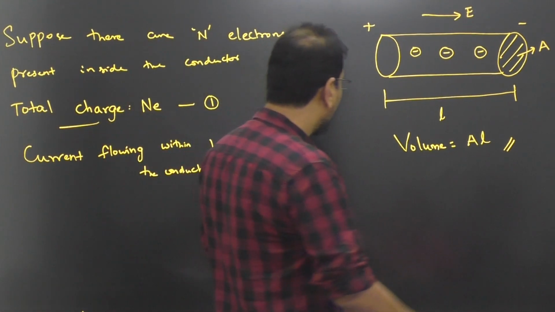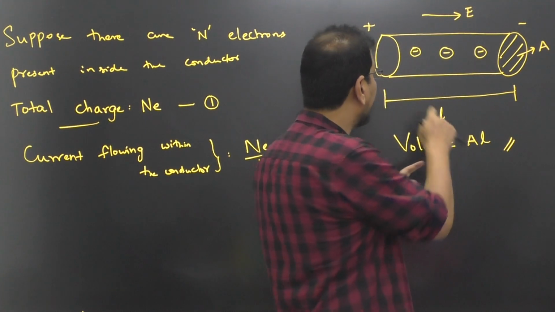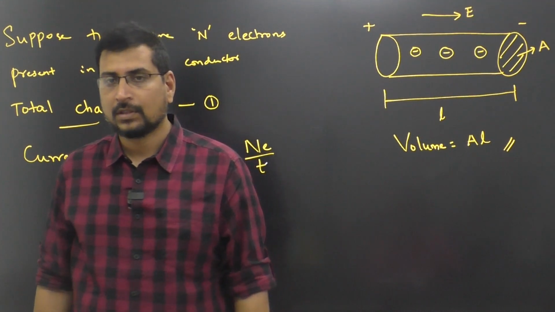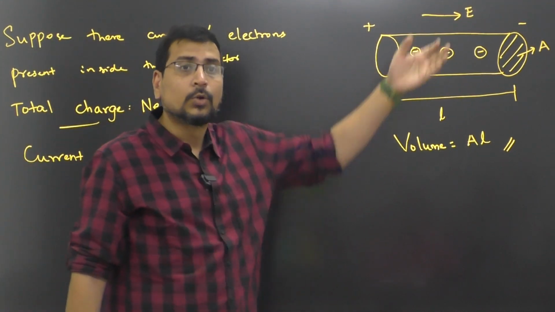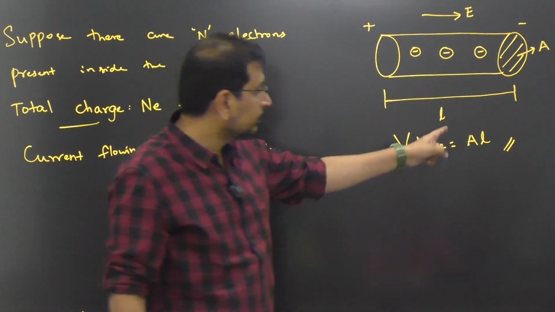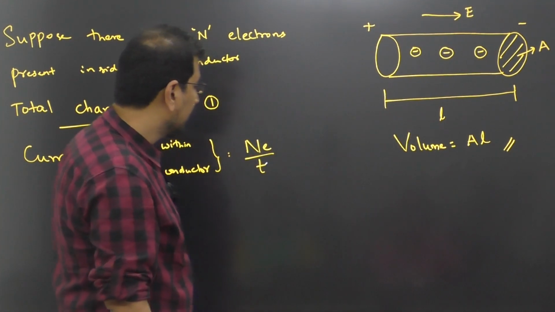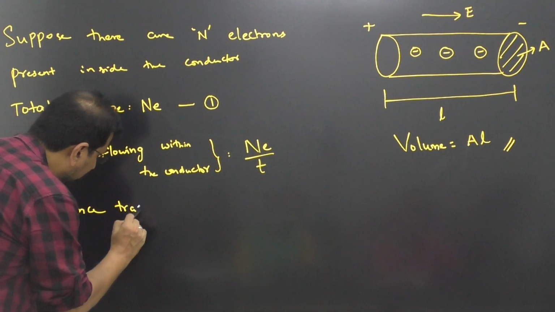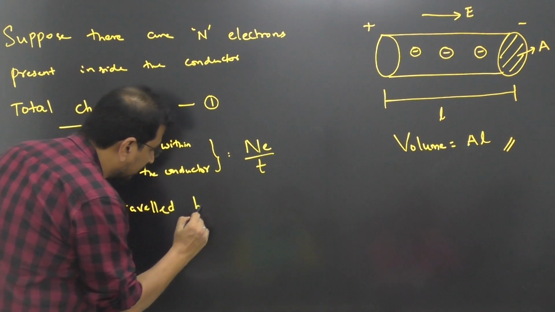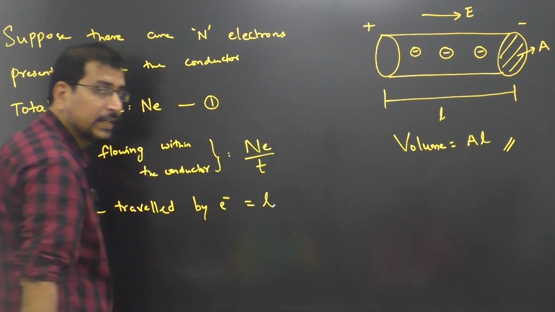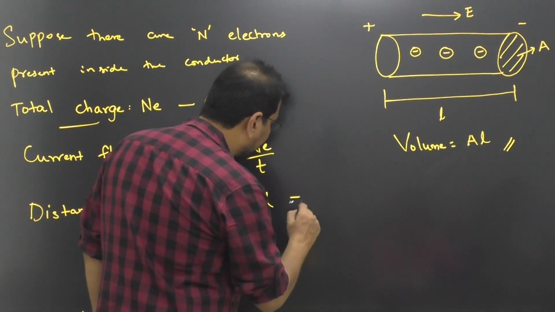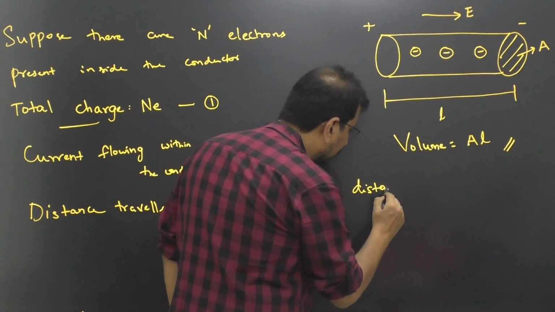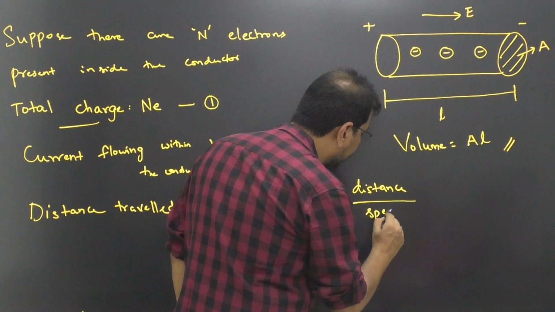Now the question is, how much time is it taking for an electron to go from the negative to the positive terminal? How much is the distance it is supposed to travel to complete the circuit? So it needs to travel a distance of L, right? So the distance traveled by electron is going to be L. From here I can say the time is equal to distance by speed.